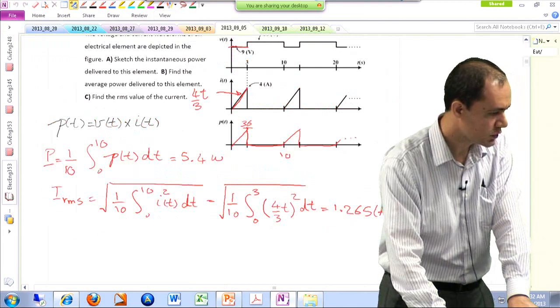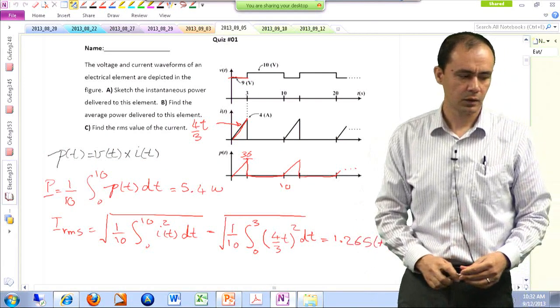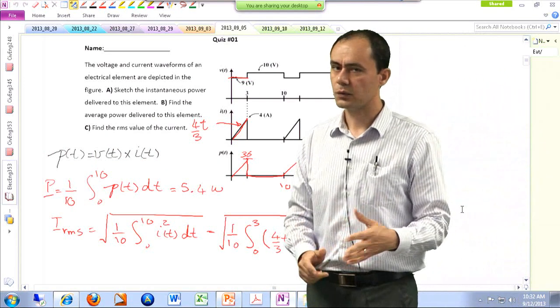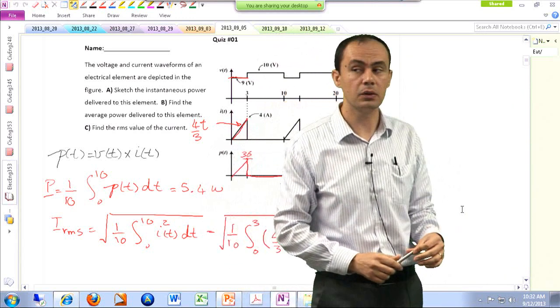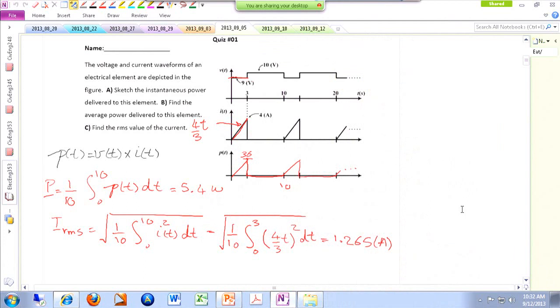All right, so this was our quiz problem. Voltage was given, current was given for a particular component. The first part was just to plot the instantaneous value of the power. Some of the students made a mistake, and instead of 36, they put 40 as the peak value of the instantaneous value of power.